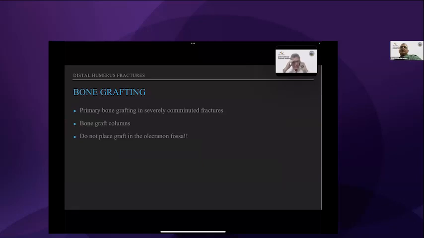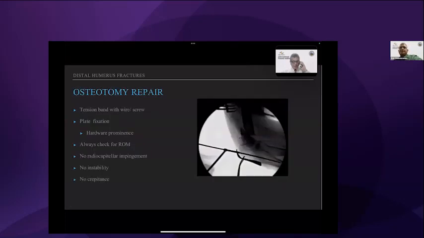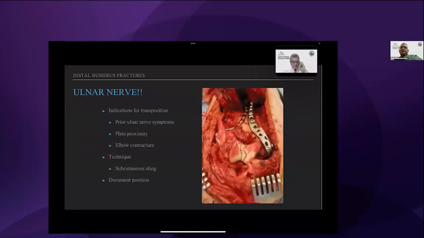Bone grafting I use for the columns when there is a comminution and gap, but we should not use graft in the olecranon fossa because it may cause stiffness later. Osteotomy repair should be done properly, otherwise it will lead to problems of non-union. For the ulnar nerve, mostly I don't do anterior transposition. I secure the nerve while doing surgery.